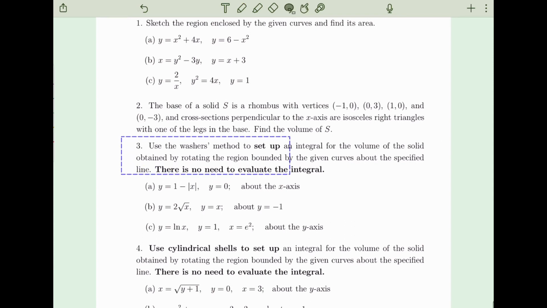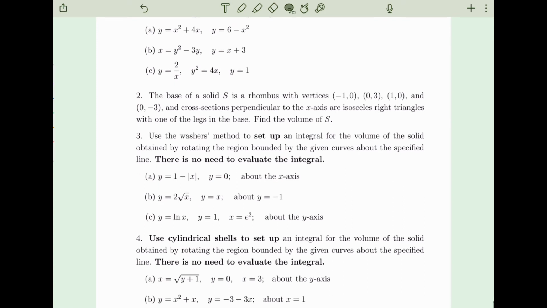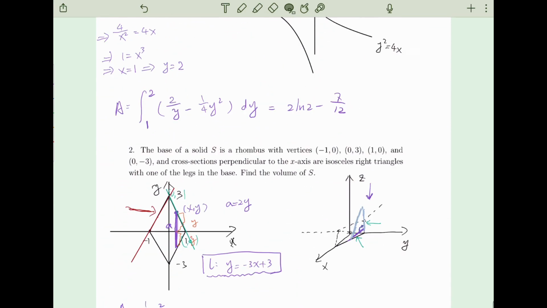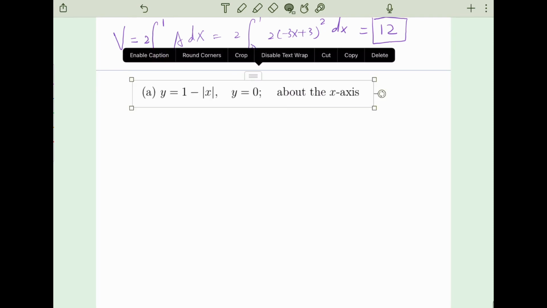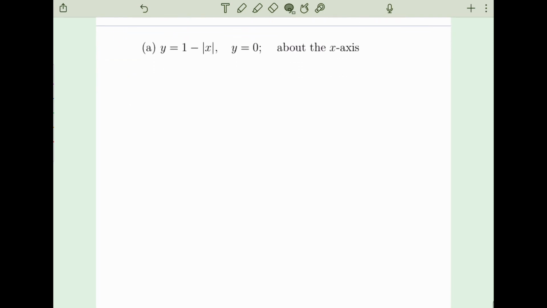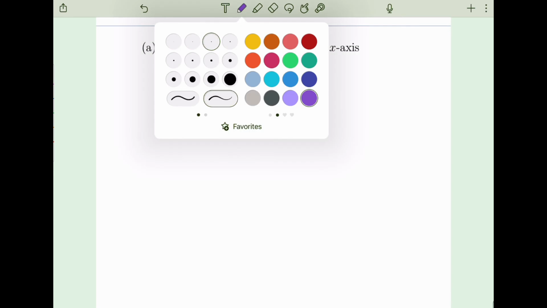Use the Washer's method to set up an integral for the volume of the solid obtained by rotating the region bounded by these curves about a specific line. There's no need to evaluate the integral. That's very nice, right? Because computation is tedious. We want to demonstrate the idea, not the computation. Okay, so it's about rotation anyway. So now let's figure out the graph.